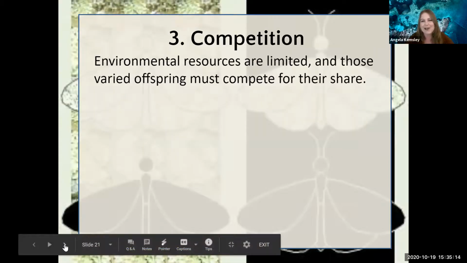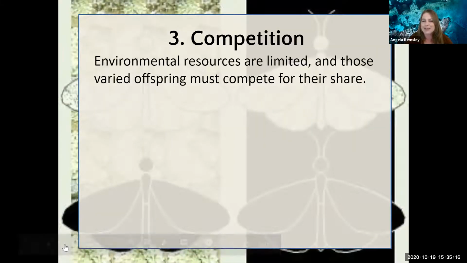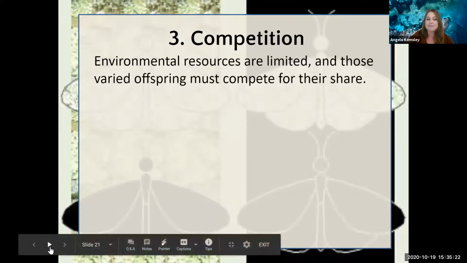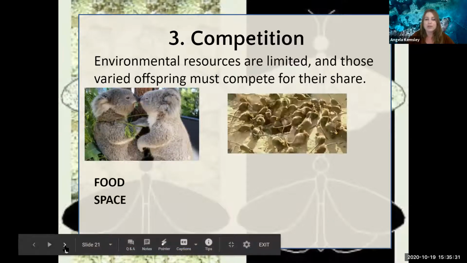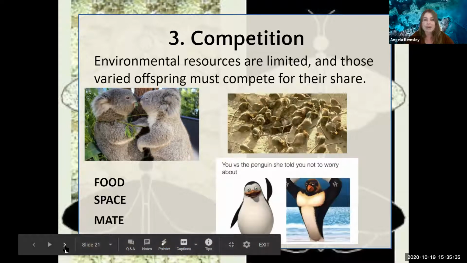Good. All right, so step number 3 of natural selection is competition. So environmental resources are limited, and those varied offspring must compete for their share if they are to survive. So when we're talking about environmental resources, we could be talking about food, we could be talking about space, we could be talking about mates, right? Any of the things that organisms need to survive and pass on their genes that are limited in quantity.